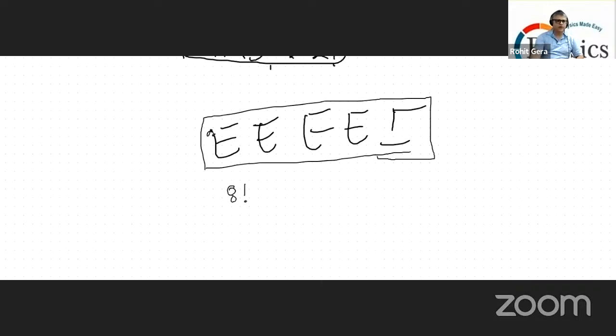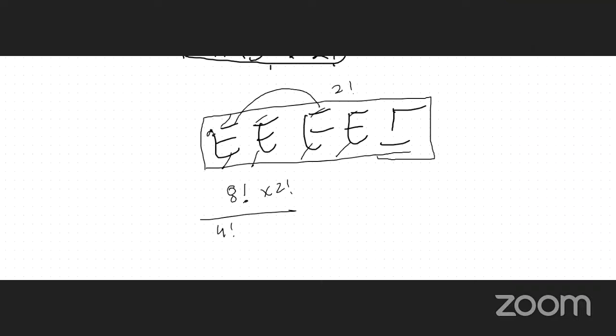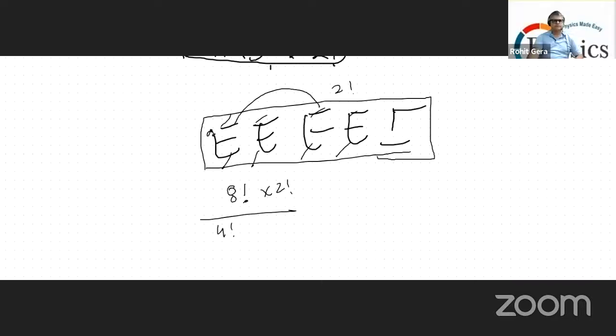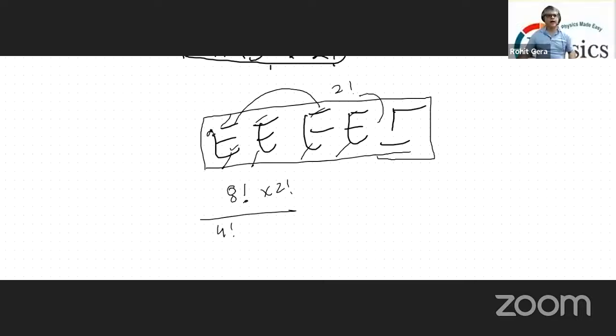But there's a repetition 1, 2, 3, 4, 5. So, 4 factorial. But within them, they can be written as 2 factorial because they are double, right? 2 factorial. E and I. Between E and I, you can change. How many ways you can interchange between E and I? If these are indistinguishable, you don't distinguish between them. How many ways you can write? IE and EI.